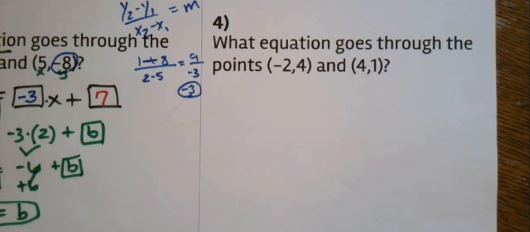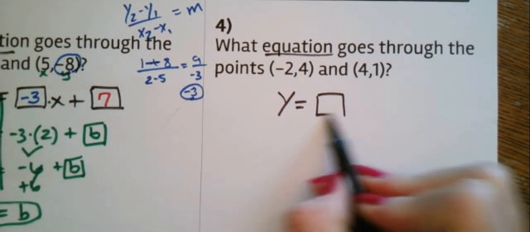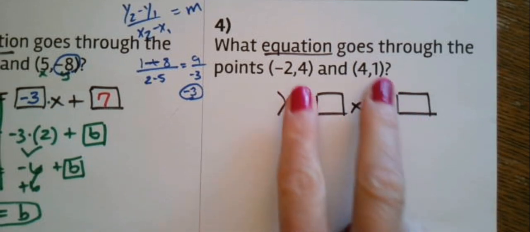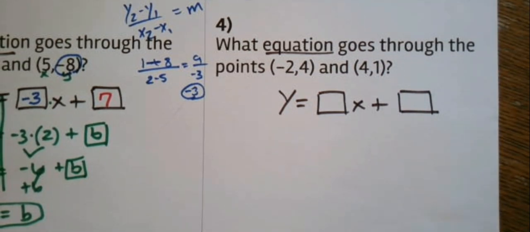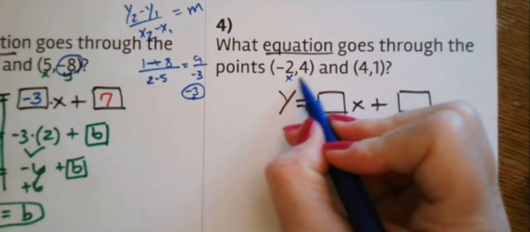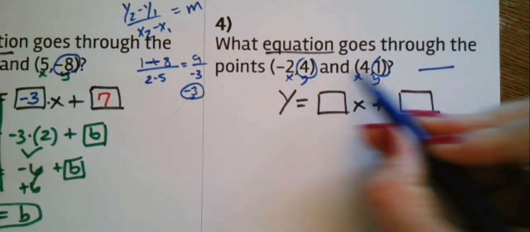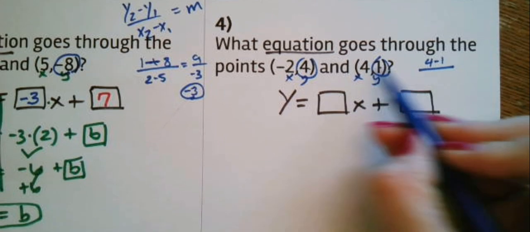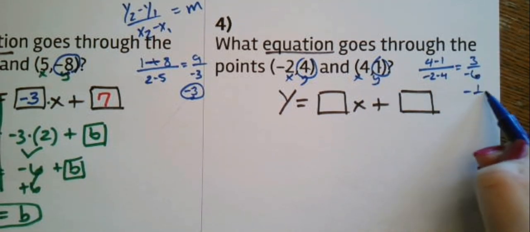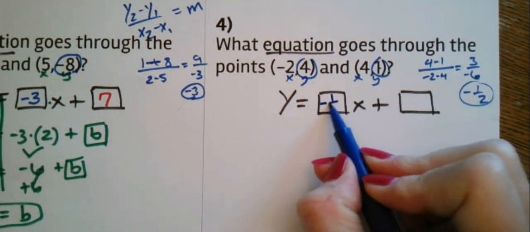Okay, number 4. Let's try it again. See if we got this. Okay, what equation? So we know our equation is going to be in slope-intercept form. I'm going to begin by writing that out. I have to have a place to start. Then you ask yourself, do we know either one of these with the given information? Answer's no. But what could you find? Yeah, you could find your slope pretty easily, couldn't you? Okay, because you know that you can use these 2 points to find slope. So eyes on your y's, let's subtract 4 minus 1, -2 minus 4. I get 3, and then I get -6, which simplifies to -1/2. So that's the slope.